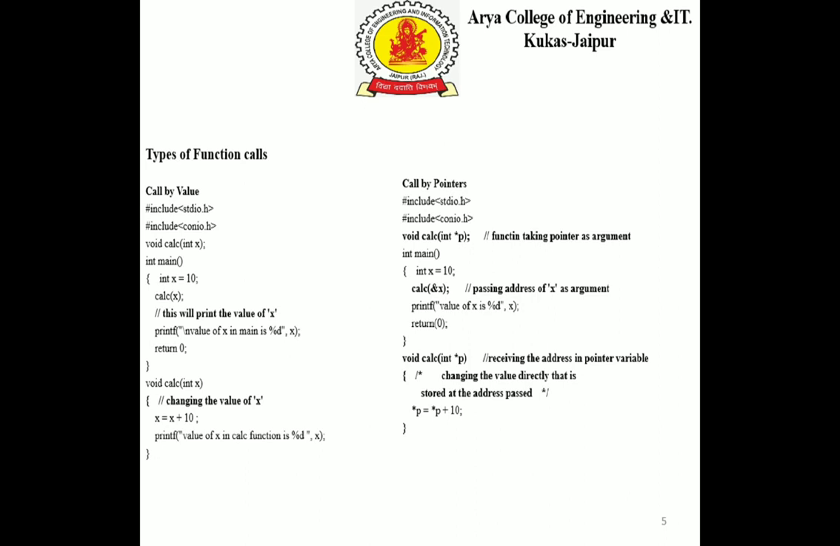We can see in the definition of the function that the pointer is manipulating the value of x. How? Asterisk p equals asterisk p plus 10. Asterisk p means value at address p. P has the address of x, and the address of x is having the value 10. So 10 plus 10, 20 is stored in the address of x, meaning the value is changed in the function as well as in the main function. Hence call by pointers reflects the change in the main function also.